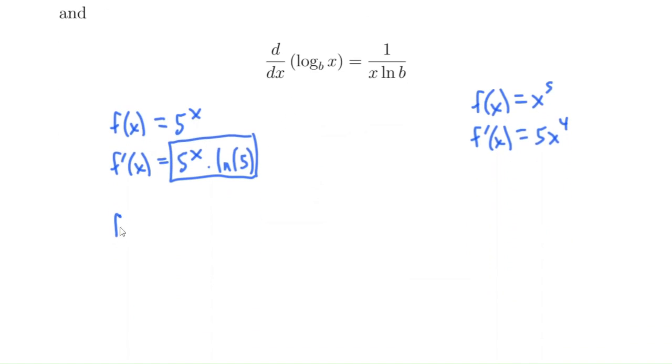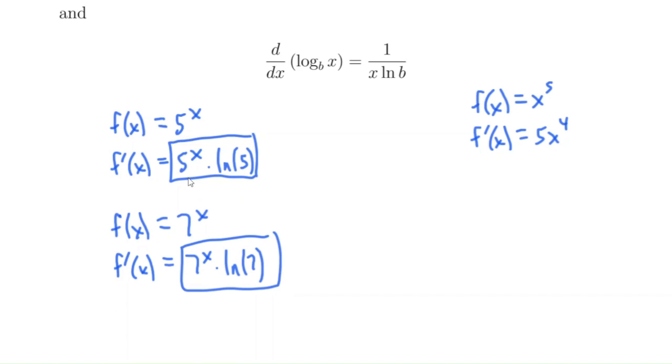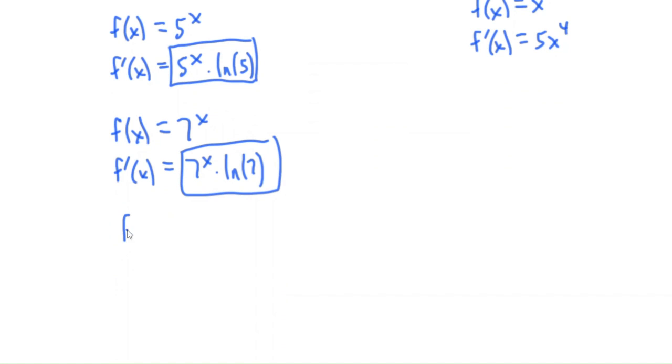Or suppose you had f of x equals, I don't know, 7 to the x. Well, the derivative of 7 to the x would be 7 to the x times ln of 7, that decimal ln of 7. Now, finally, what if you had f of x equals e to the x?